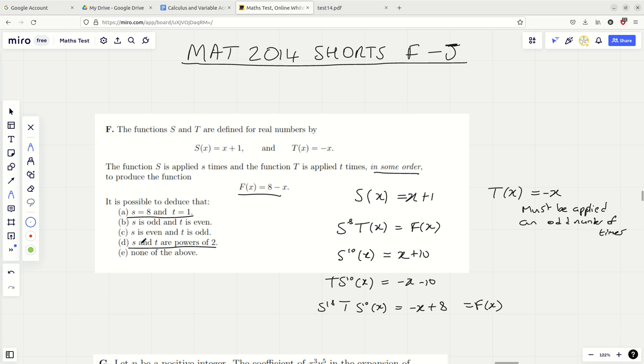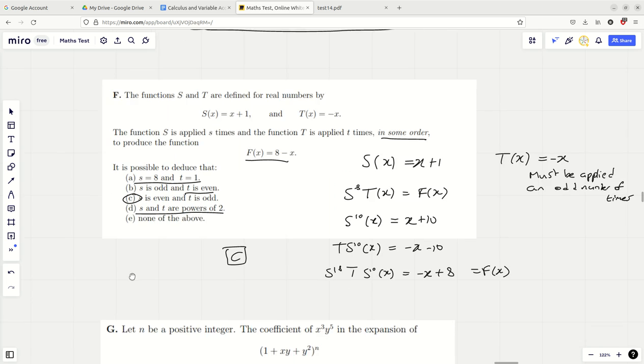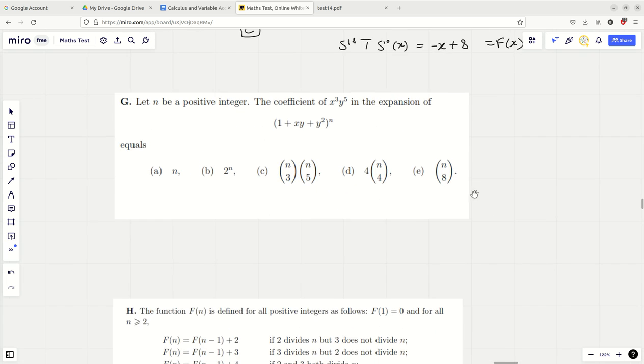And so the answer is quite clearly S is even and t is odd. So the answer is C here. So that one wasn't too bad. The other answers just don't look right. I mean, that's definitely wrong. That's nonsense. And I've just shown you that that's not true. Powers of 2? What's this got to do with powers of 2? No way. None of the above. No, it's definitely got to be applied an even number of times. S. Okay, so G.